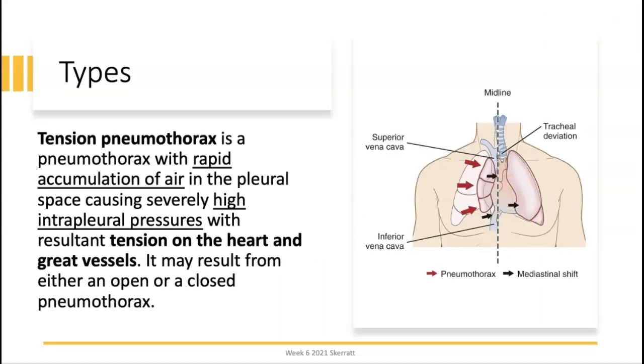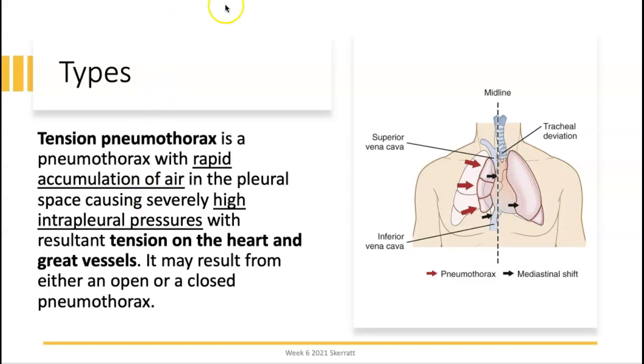A tension pneumothorax is the rapid accumulation of air, and it can happen from either a closed or an open pneumothorax, but it causes tension and it shifts. You have a mediastinal shift and a tracheal deviation with a tension pneumothorax. So it's this rapid accumulation of air. There's a high pressure and it causes tension on the heart and other vessels.